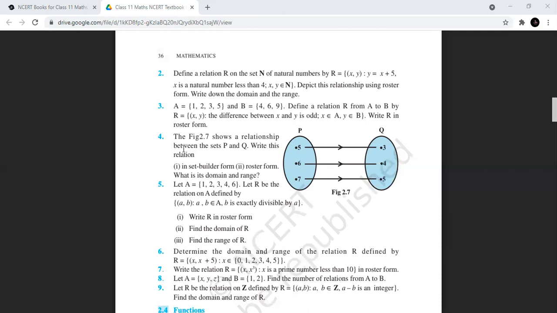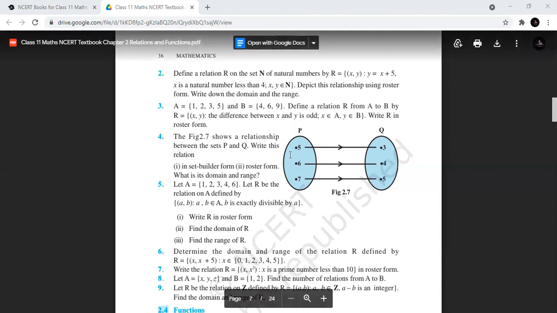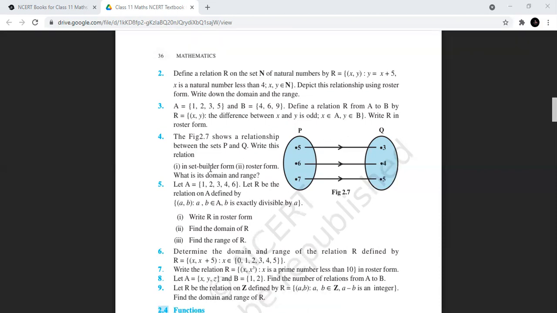So check that out. Now in figure, next fourth question, 2.7 given here. This shows a relationship from set P to set Q. You have to write this relation in set builder form, in roster form. What will be its domain and range? Okay, let's go the other way around, easier way. Domain.